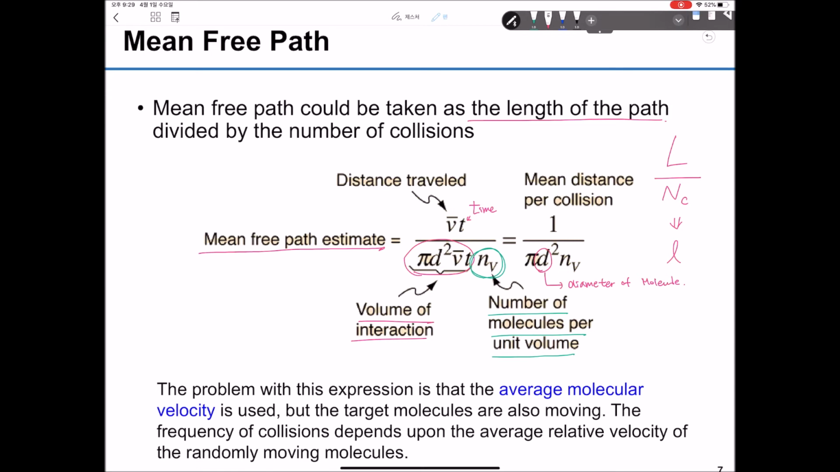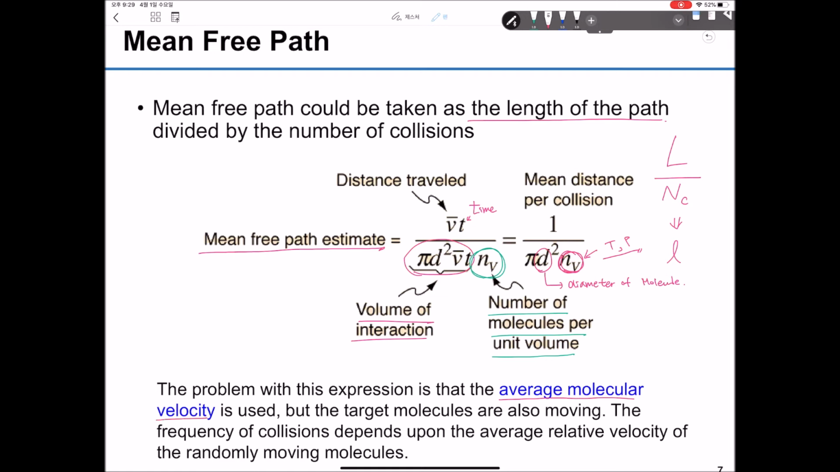Elephant walks around this campus or this classroom, then the chance of an elephant encountering another elephant is much higher than that of an ant, right? And another is the NV, the number of molecules per unit volume. This is also important. And this is generally determined by temperature and pressure by the definition of thermodynamics.